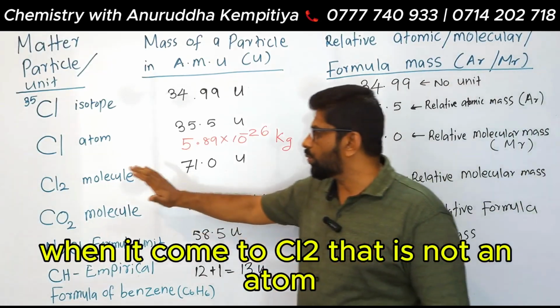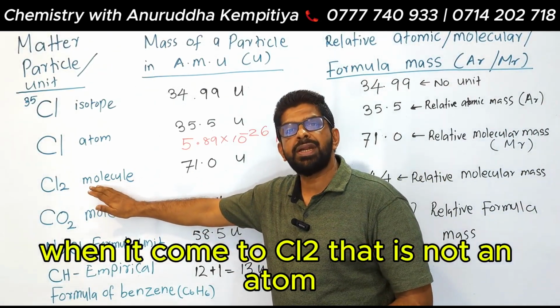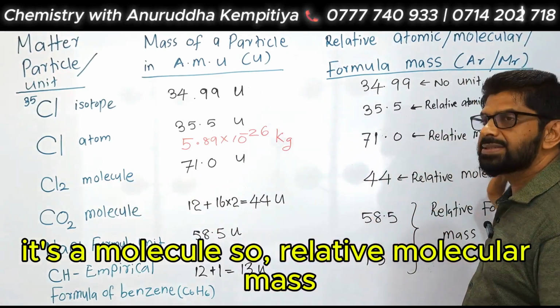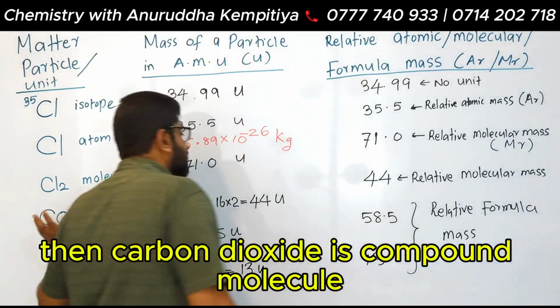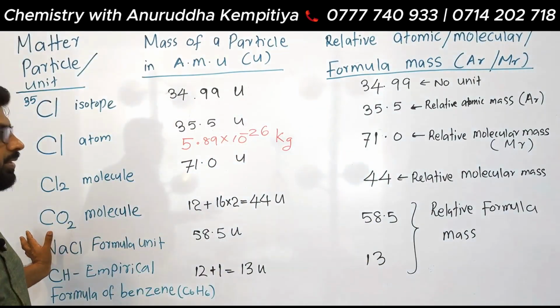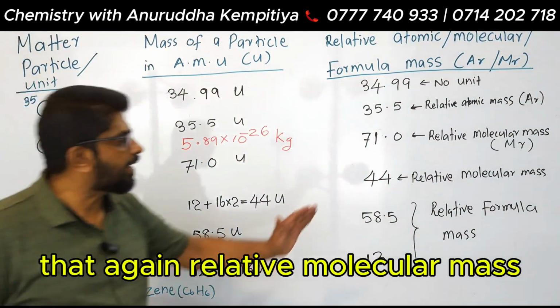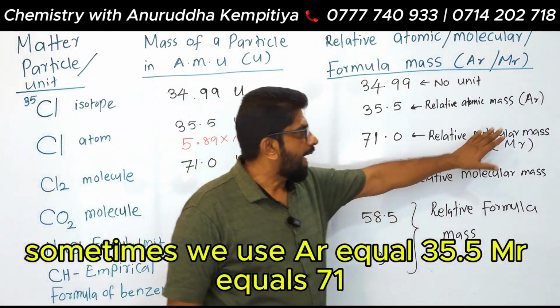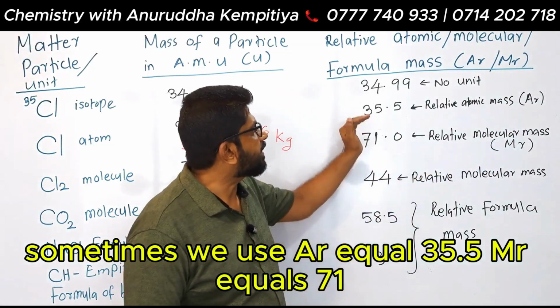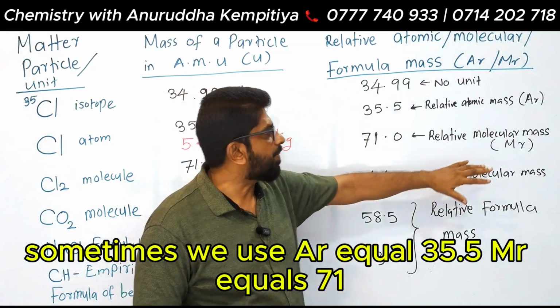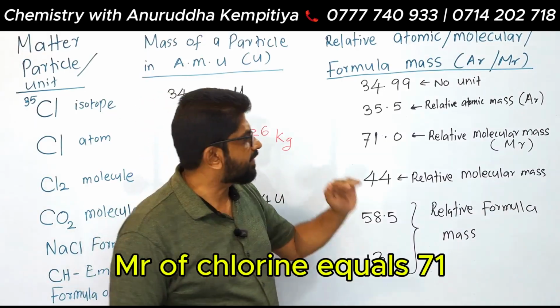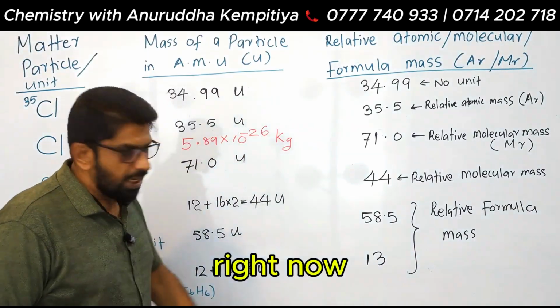When it comes to Cl2, that is not an atom, it's a molecule. So it is relative molecular mass. Then carbon dioxide is a compound molecule, and that again is relative molecular mass. Sometimes we write Ar equals 35.5, and Mr of chlorine equals 71.